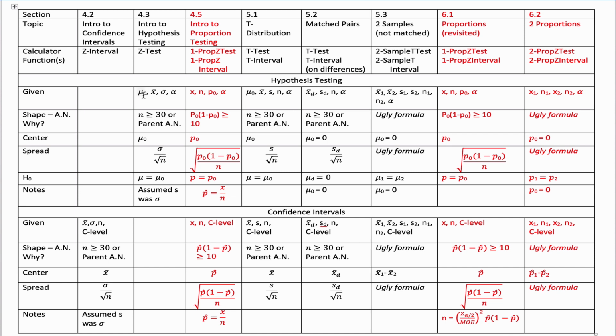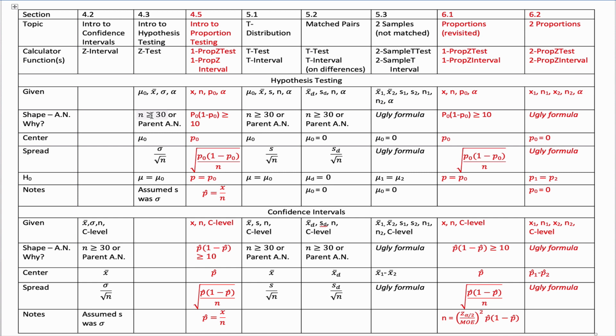What happened is every time you're doing a hypothesis testing question in 4.3, you had to be given mu naught, kind of our baseline population average that we compared it to, x bar, our sample average, sigma, the population standard deviation, and alpha, which is 1 minus your level of confidence. So if you're testing something with 90% confidence or certainty, then alpha is 10%.